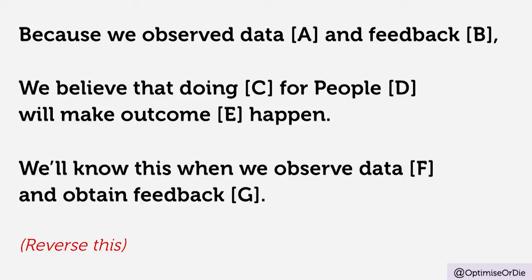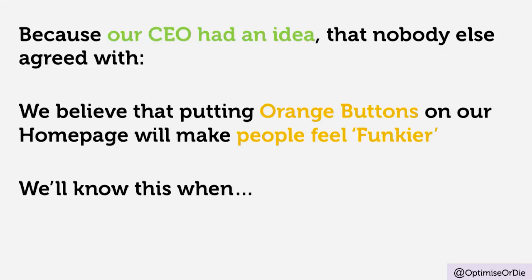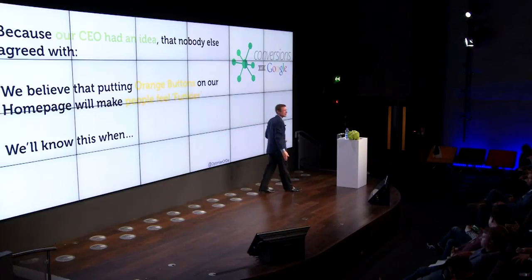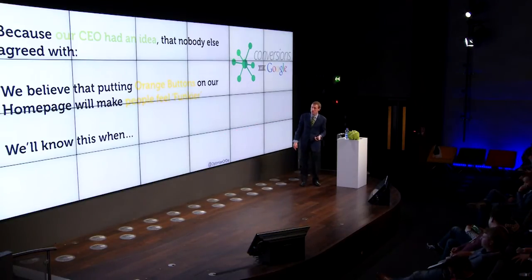But let's take an example from the other week, where I had a laugh making them fit it in. I said, right, okay, because our CEO had an idea that nobody else agreed with but forced through anyway, we believe that by putting orange buttons on our homepage, we'll make people feel funkier, more on brand. I said, could you explain how they feel more on brand? And when they got to this bit, they were already starting to crack up. But when they got to this bit, we'll know this when, how are you going to measure funkiness or on-brandness? It's an impossible situation.